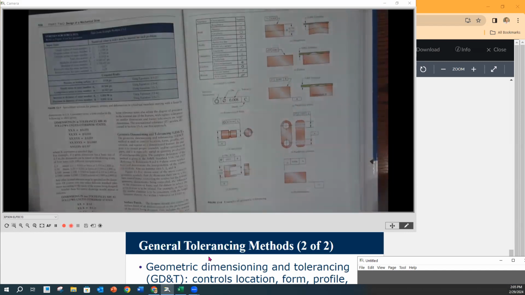Do you guys remember that circular tolerance zone as opposed to a rectangular tolerance zone? Maybe, maybe not. Very little. Is that a no? Yeah, okay, questionable.